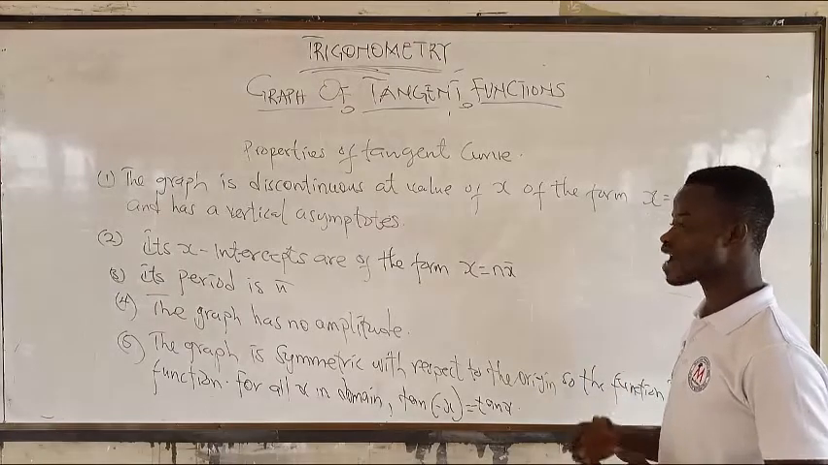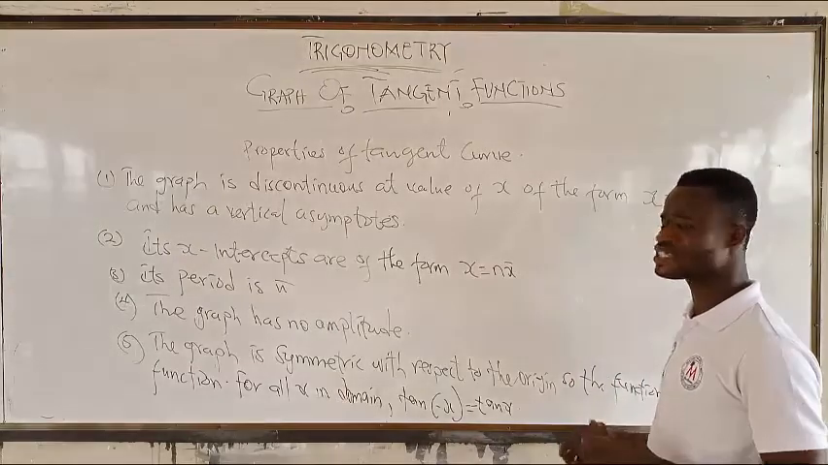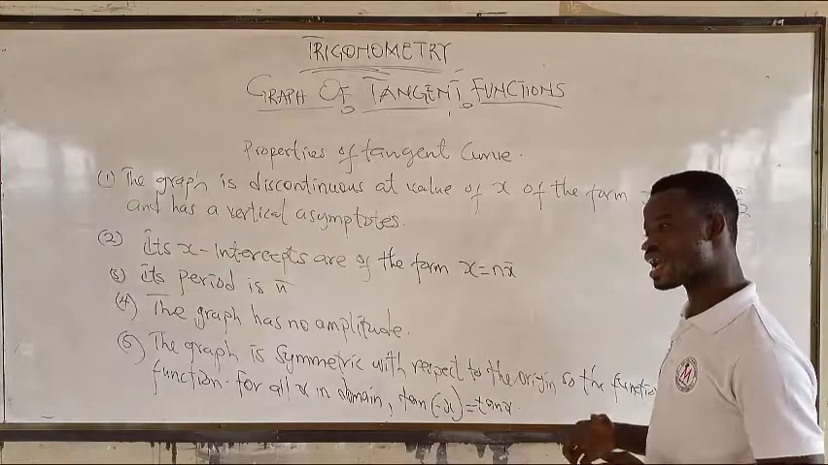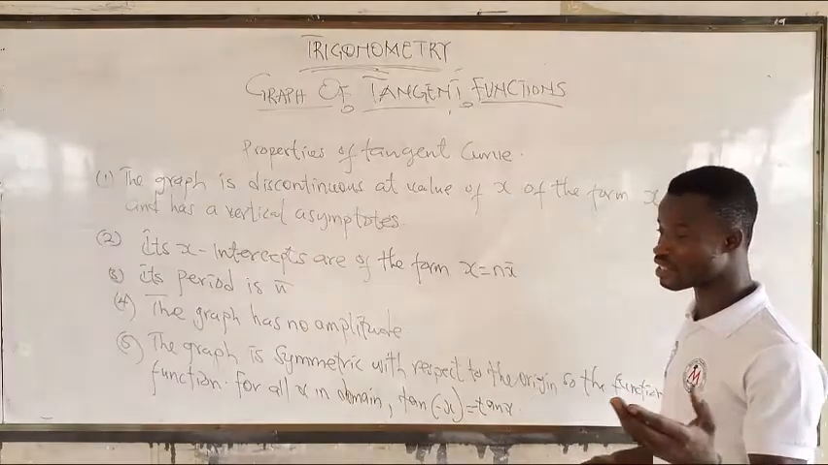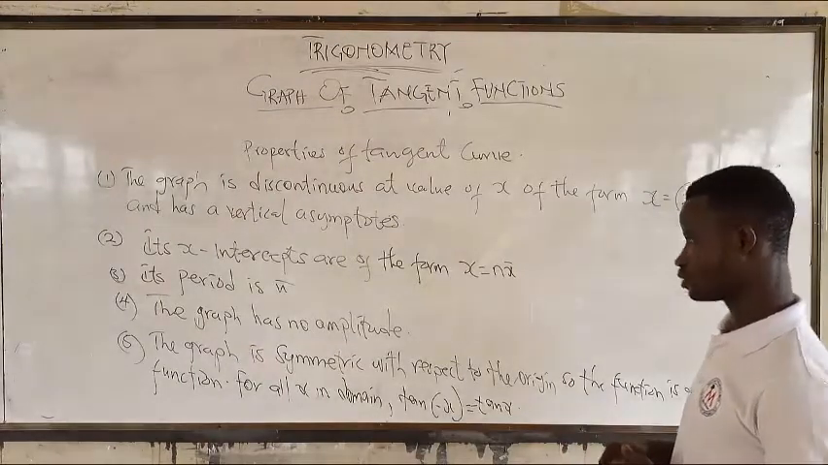period is pi. Don't forget that the period for sine and cosine is 2 pi. But for tangent curve, that is pi. Please don't confuse yourself with it. This is just pi. Very good.